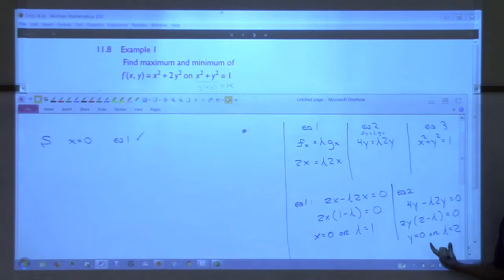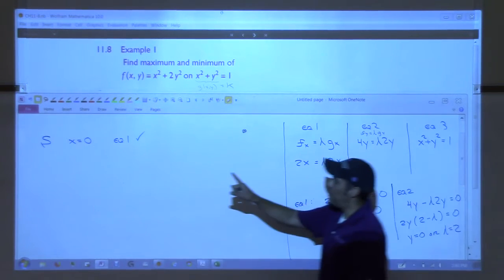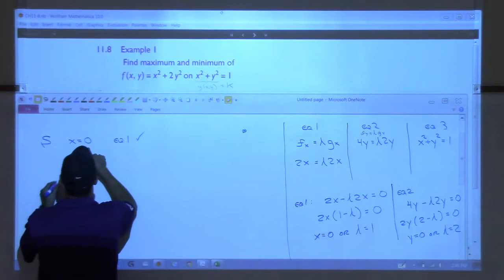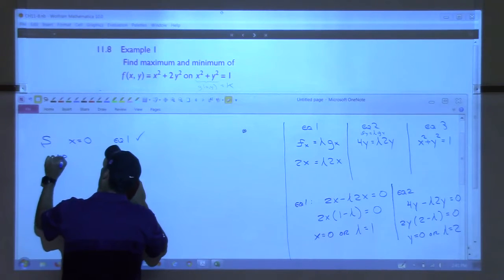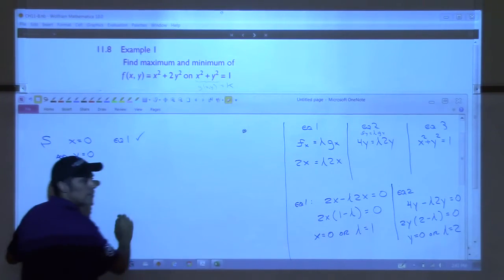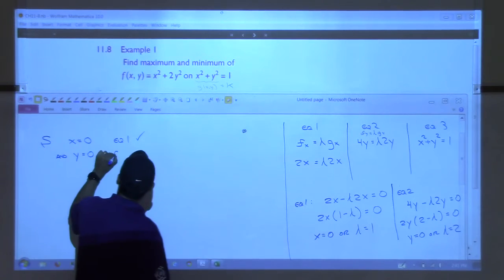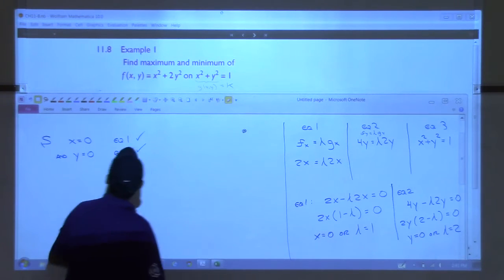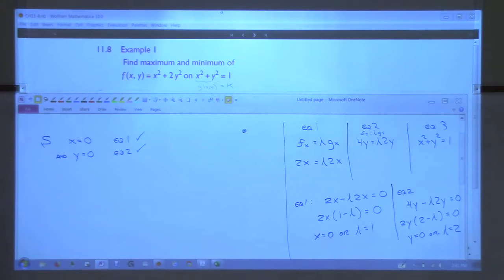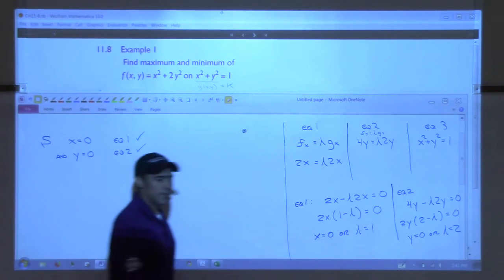Well, I have 2 choices, right? So let's go with this one first. I'm saying suppose that x is 0 and y is 0, right? Wouldn't that satisfy both the first 2 equations? Okay. So it's looking like 0, 0 might be a point that I get from Lagrange. But it's not going to satisfy the third equation.